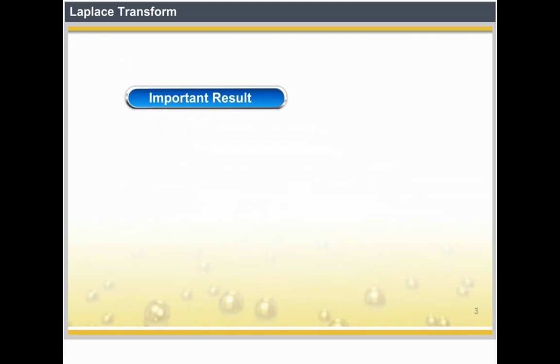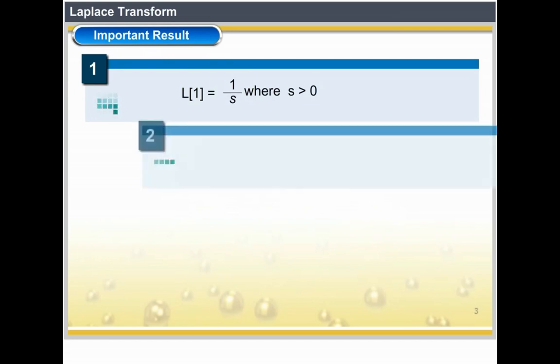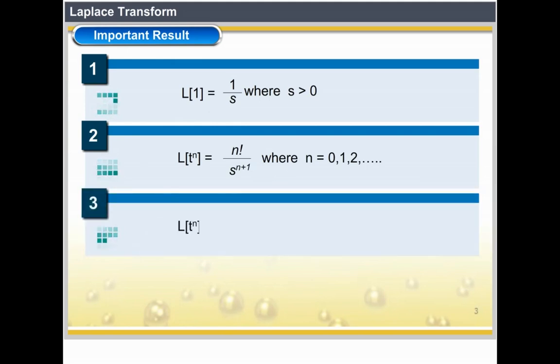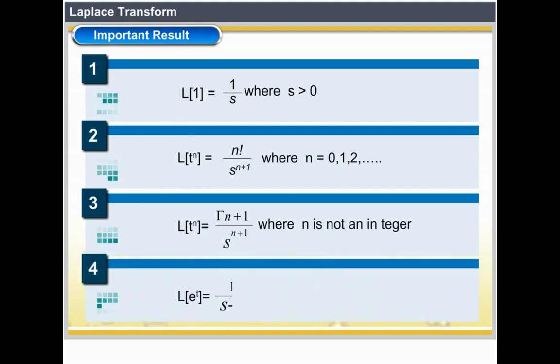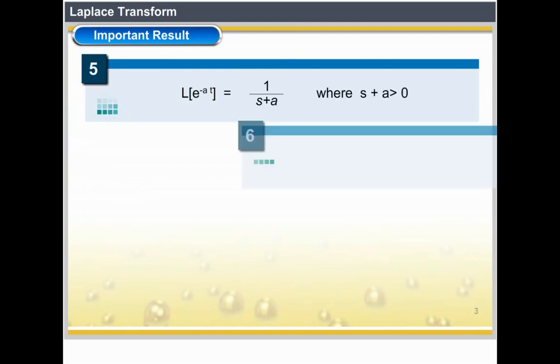Important results. Number 1: L{1} = 1/s, where s > 0. Number 2: L{tⁿ} = n!/sⁿ⁺¹, where n = 0, 1, 2, etc. Number 3: L{tⁿ} = Γ(n+1)/sⁿ⁺¹, where n is not an integer. Number 4: L{e^(at)} = 1/(s − a), where s > a. Number 5: L{e^(−at)} = 1/(s + a), where s + a > 0.